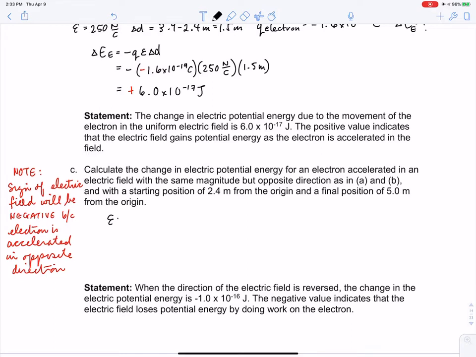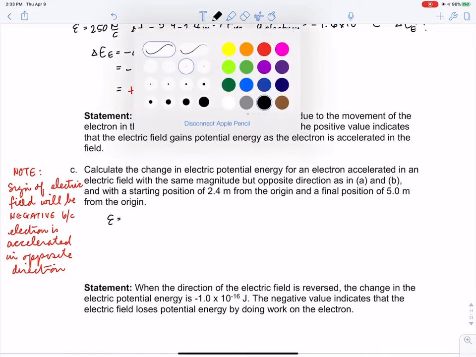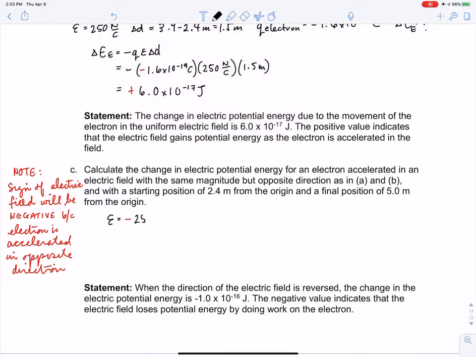So, for the electric field, we have the same magnitude, but this time, because we're going in the opposite direction, we're going to change the sign of the electric field, negative 250 newtons per coulomb. The distance traveled will be 5 meters minus 2.4 meters, which is 2.6 meters. The charge of the electron is negative 1.6 times 10 to the power of negative 19 coulombs, and we want to find the change in electric potential energy.